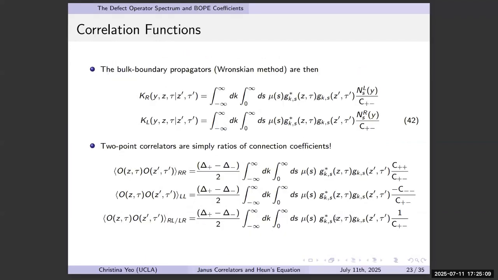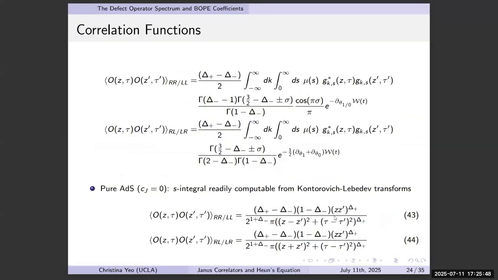Again, our bulk-boundary propagators using the Brownskian method are of this form. When we want the two-point correlators, they just come out as ratios of the connection coefficients, integrated over the parameters of the H2 eigenfunctions. We have the connection coefficients from the HET correspondence data. Now we just need to throw everything in and solve it. So it was quite the detour, but it's analytical and exact before we do the perturbation. So that is why we did that.